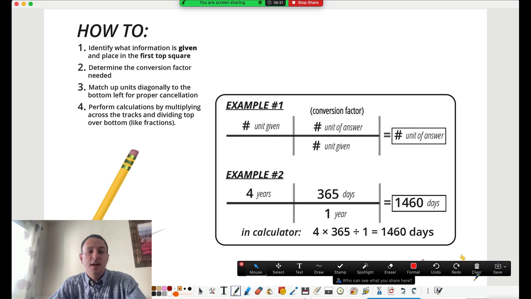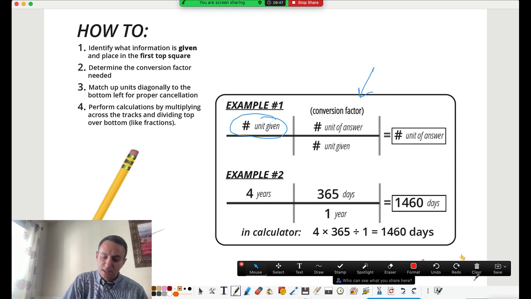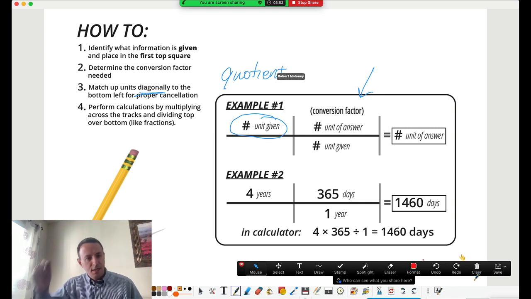First thing we do is find whatever is given. You can see this is in your notes. We're looking for what's given right here, and that always goes in our top left-hand square. We determine the conversion factor, and this is where you're going to have to use some math or some general knowledge from outside to figure that out. And then again, the key is matching the numbers up diagonally so that we can use the quotient law to get the answer. Then we multiply straight across on top, and then divide by the bottom.